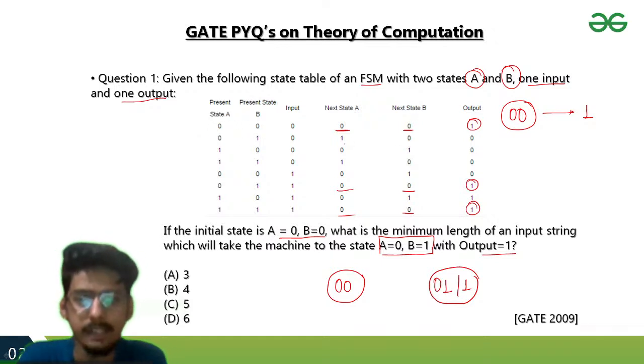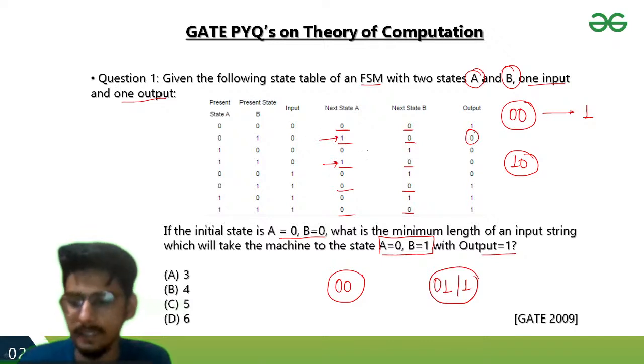Now let's see, the next state is 1 0. Do I have any more 1 0? Yes, I have over here. So 1 0 is producing the output of 0, and over here also this 1 0 and this 1 0. In both these cases you are producing the output as 0, right? So 1 0 will produce the output as 0.